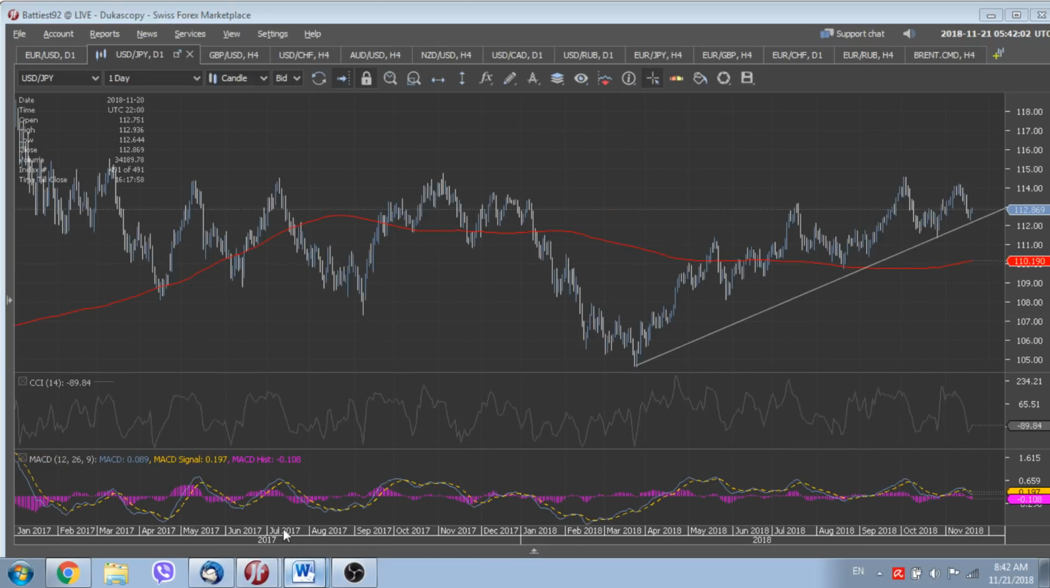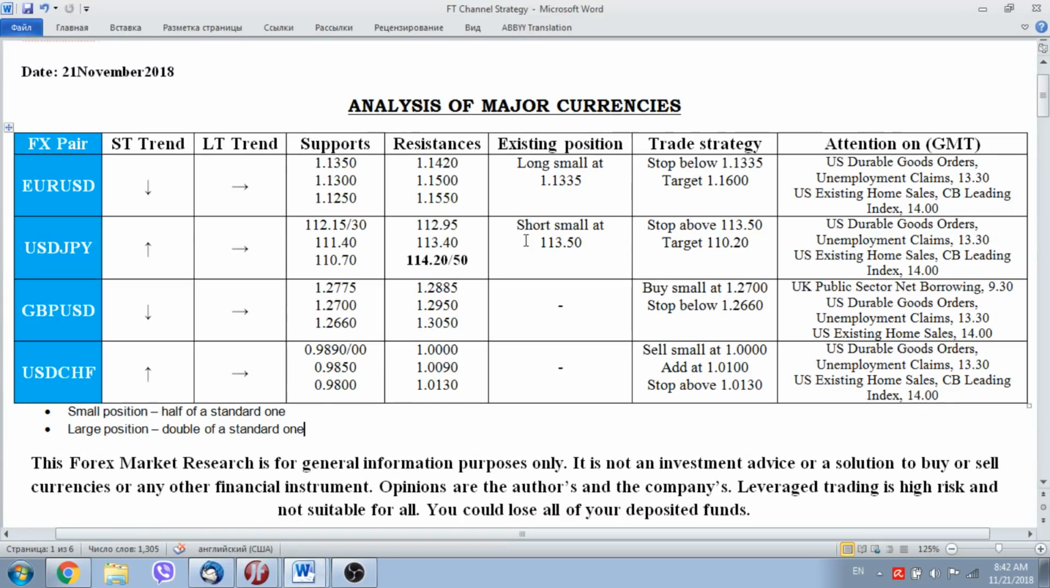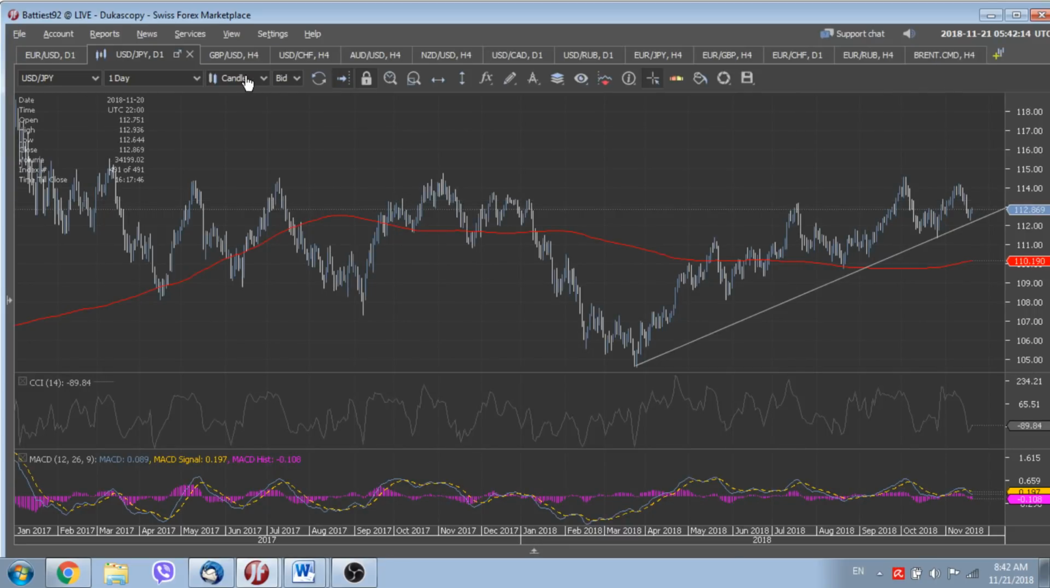Anyway, here we still suggest to stay short at 113.50 with a stop at the entry level, and in better cases we continue to suggest that the pair could plunge to its 200 daily moving average that's located around 110.19 and coincides at the moment with the psychologically important barrier 110.